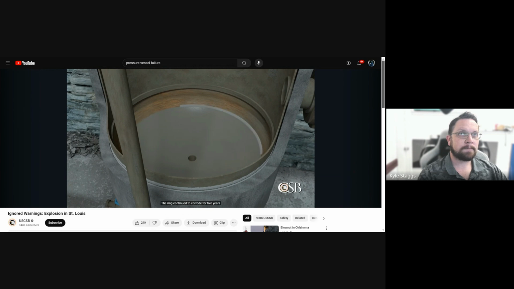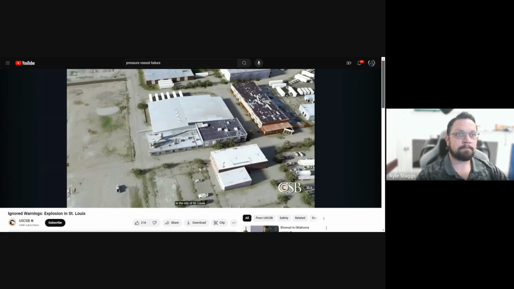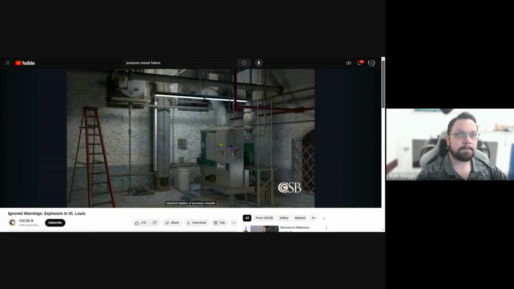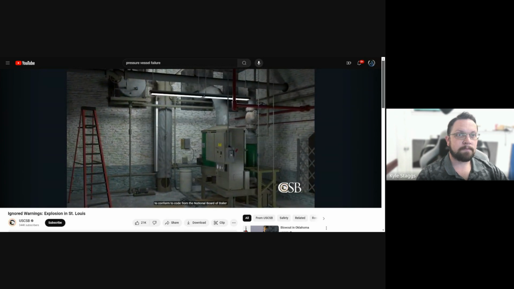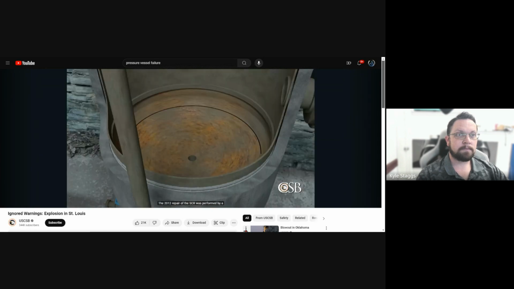The ring continued to corrode for 5 years until it failed on the day of the incident. The CSB found that this repair did not comply with regulatory code. The regulatory body with authority at Loy Lang is the City of St. Louis. The City of St. Louis Mechanical Code required repairs of pressure vessels to conform to code from the National Board of Boiler and Pressure Vessel Inspectors. The 2012 repair of the SCR was performed by a National Board R-Stamp holding company, which meant the company was authorized to perform repairs to pressure vessels in accordance with the National Board Inspection Code.